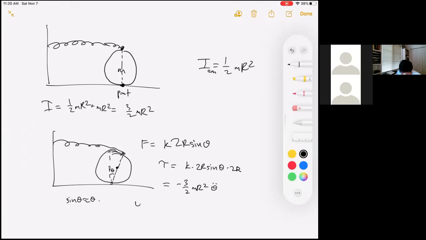And what we end up getting is that 4r squared k sine theta plus 3/2 mr squared theta double dot is 0. This implies that theta double dot plus 8/3 k over m times theta equals 0, if we approximate sine theta to be about theta. So then the angular frequency is the square root of 8/3 k over m.